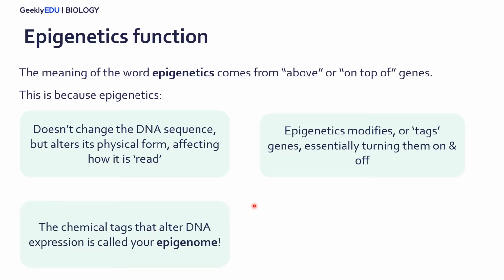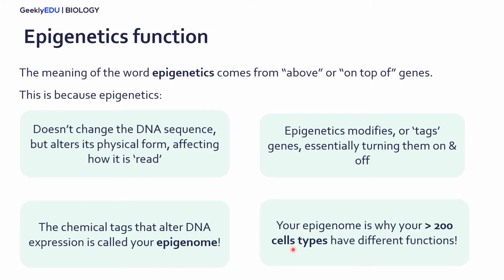And the chemical tags that alter your DNA expression, so DNA expression is what we call DNA being read and turned into proteins, that's what we call your epigenome. And your epigenome is why the over 200 different cell types in your body, aka your brain cells or your skin cells or your liver cells, are all super different with different functions despite having the same exact DNA.